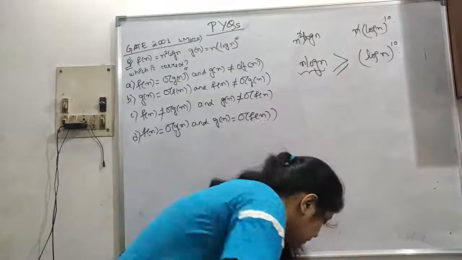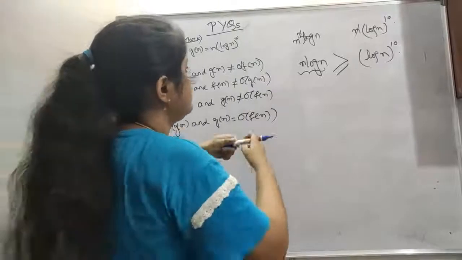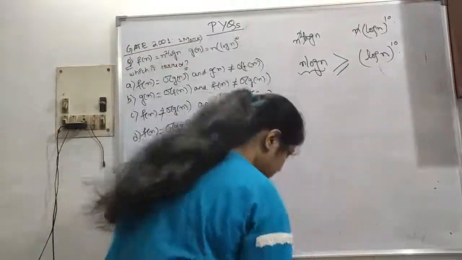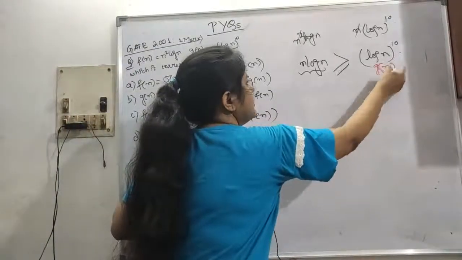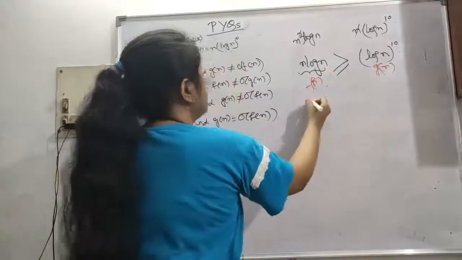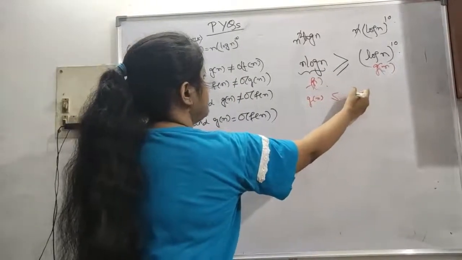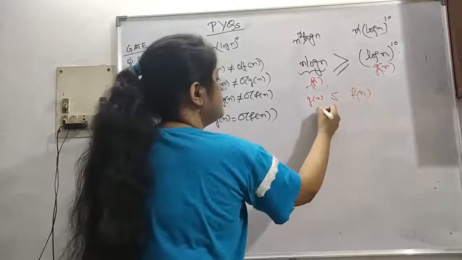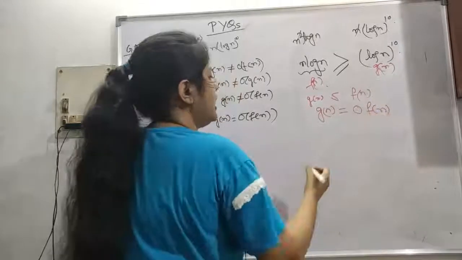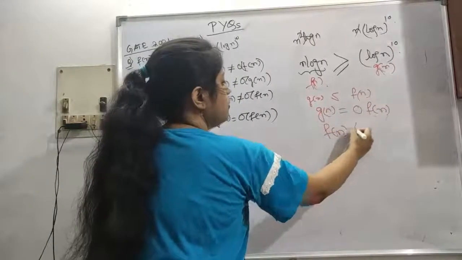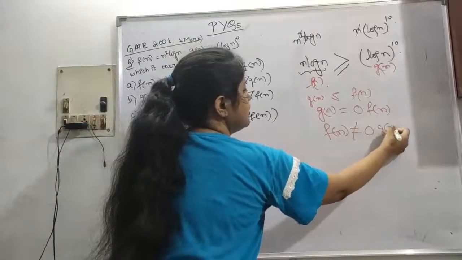So here we can say that this is our gn, this is our fn. Okay, so gn is less than or equal to fn, so gn is order of fn, and fn is not order of gn.